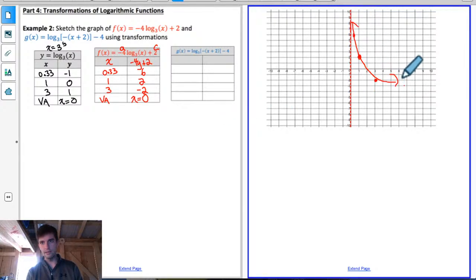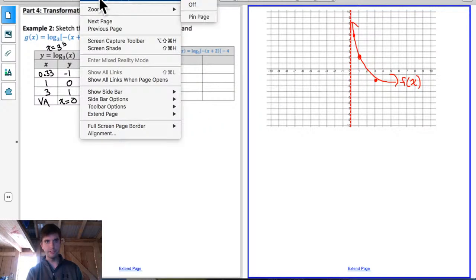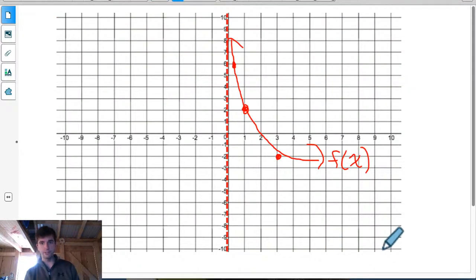And this is our f of x function, so I'll label it. Let me just make this bigger so you can compare your graph to it. Make sure on your function you've labeled it, you've got arrows on both sides, and you're never crossing the vertical asymptote. Okay, we'll do one more graph.